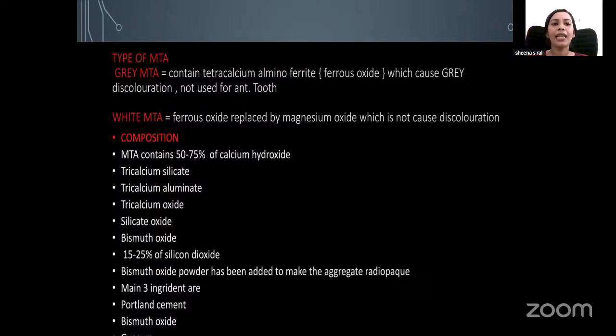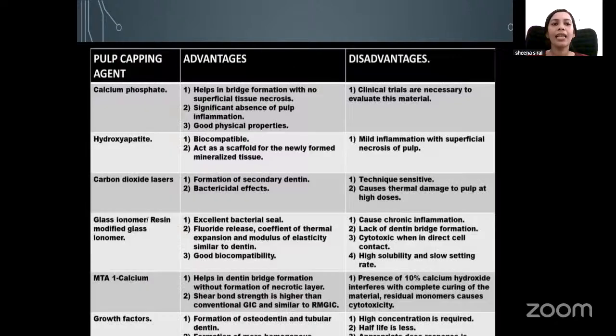As I told you, you need not study all the advantages and disadvantages. Just go through the pulp capping agents, because a question has been asked about which is not a pulp capping agent, and the answer is carbon dioxide laser. Very important. Lasers are used for hemorrhage control, etc. The pulp capping agents are GIC, MTA, growth factors, etc.